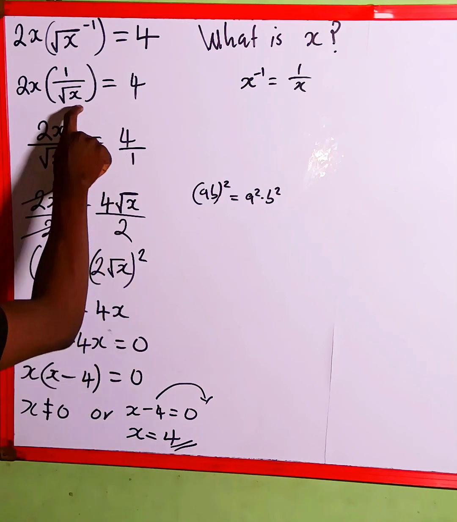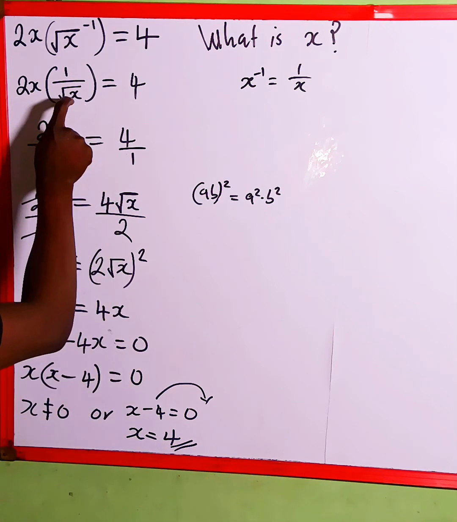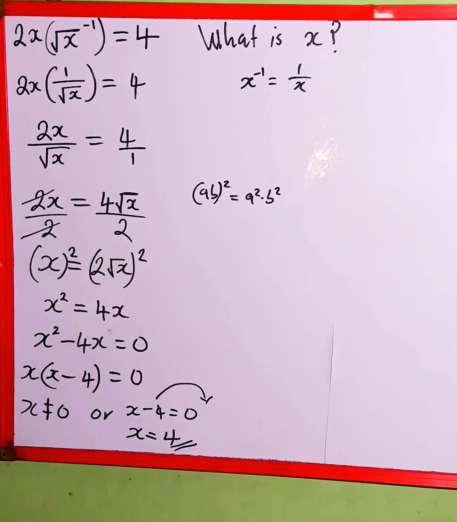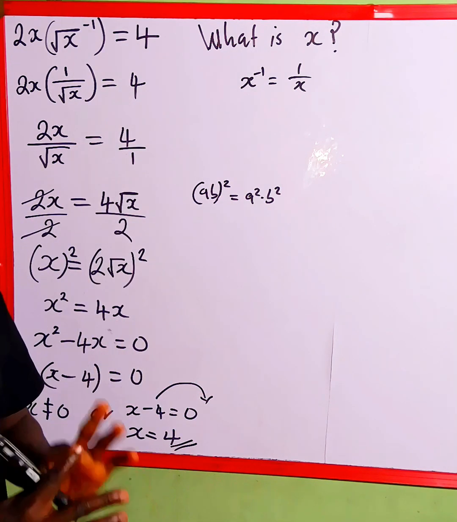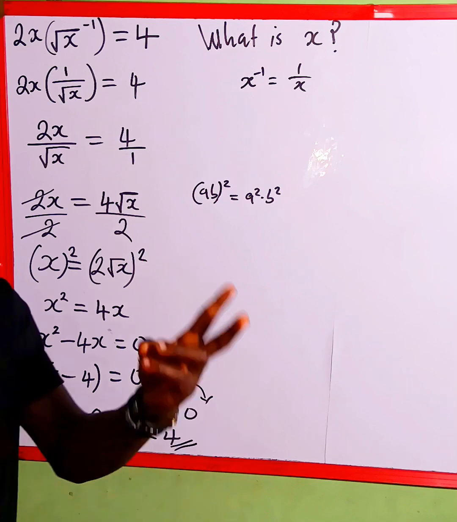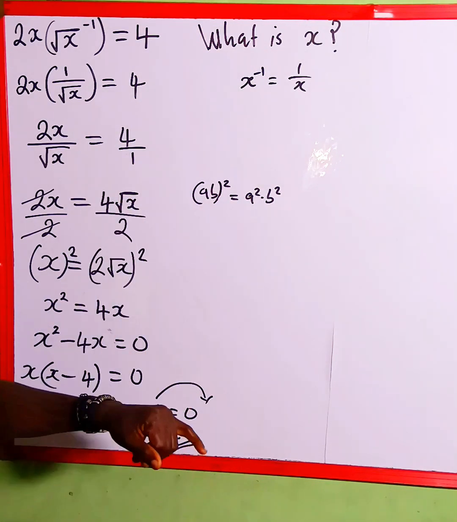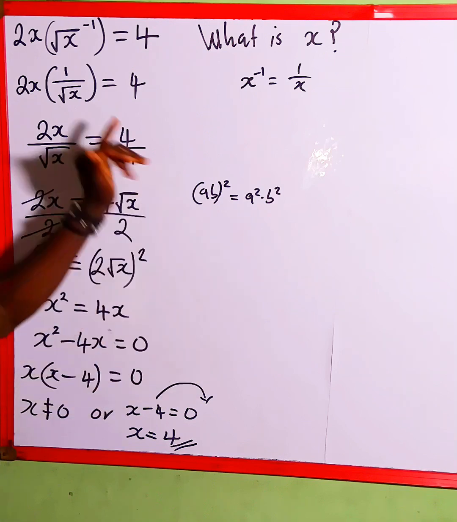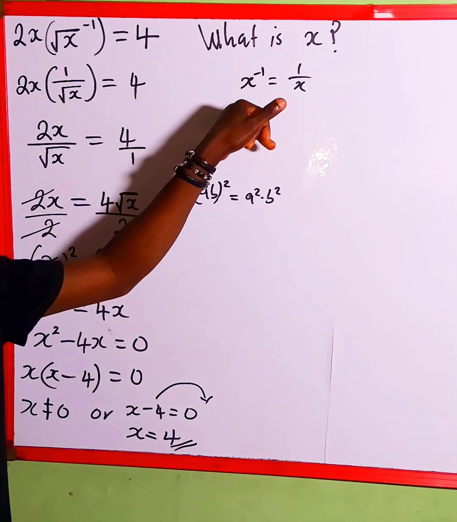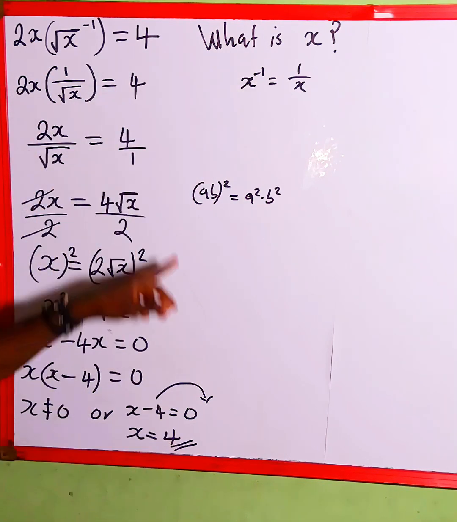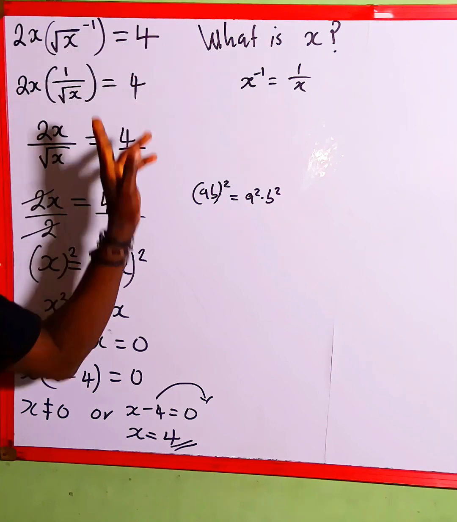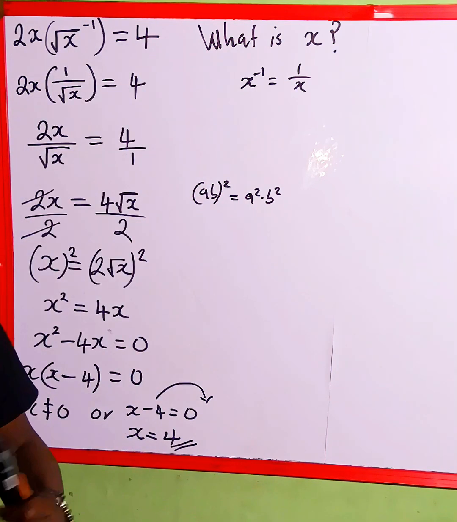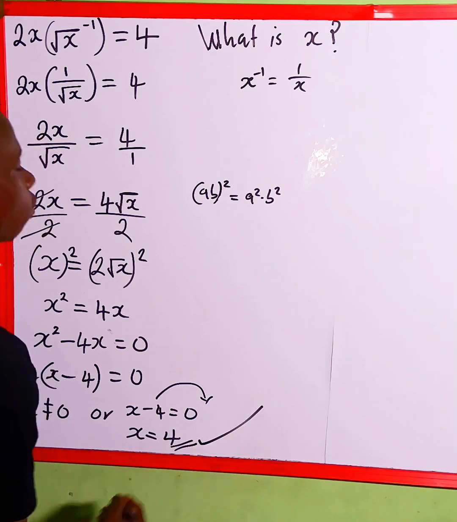But when we plug in 4 here and we simplify, we are going to see that the left hand side is the same as the right hand side. So whenever you solve a radical equation, especially in this case that the answer is more than 1, always remember to plug your answer back into the original equation to make sure that the left hand side is the same as the right hand side. And any answer that does not satisfy the equation, you cancel that answer. Then you pick the one that satisfies the equation. Because in this case, it's only 4 that is the solution.